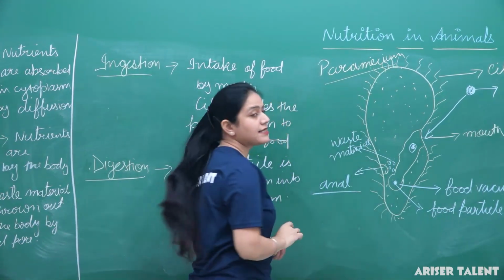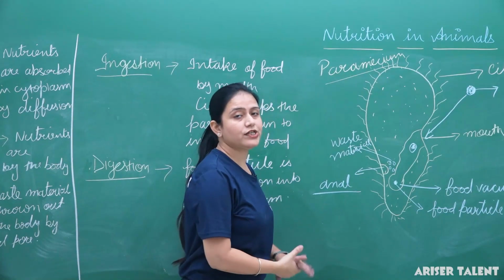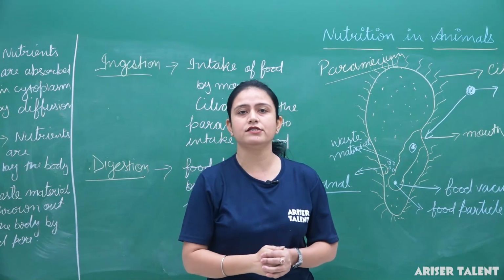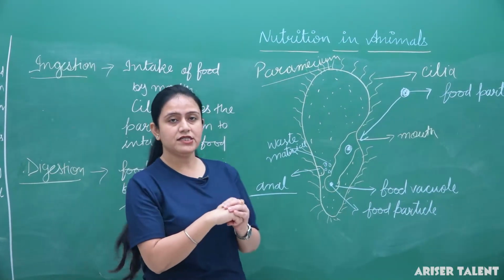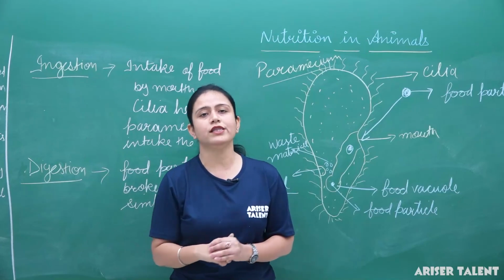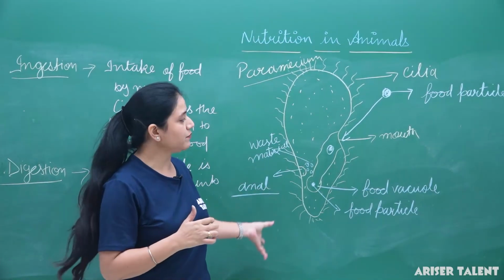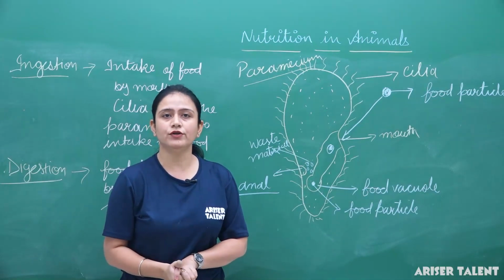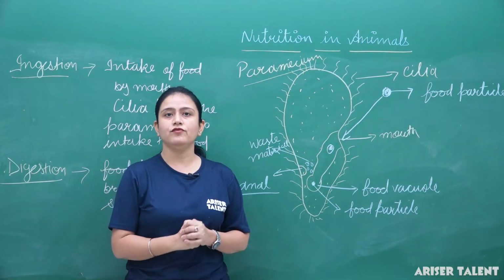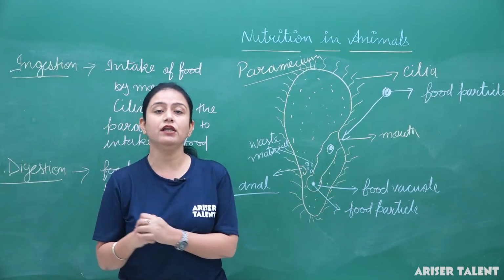So in this lecture we studied the nutrition in unicellular organisms, that though these are unicellular, one cell, meaning a single cell, performs all the vital activities. Here I explained to you how the amoeba and paramecium perform the process of nutrition. In my next lecture, we will talk about the nutrition in human beings.